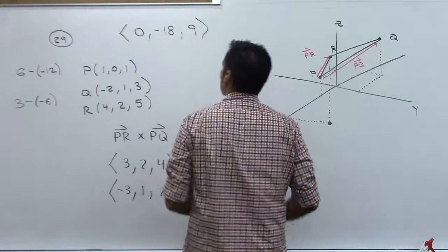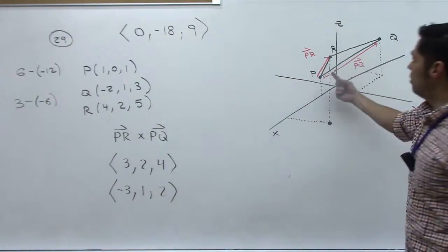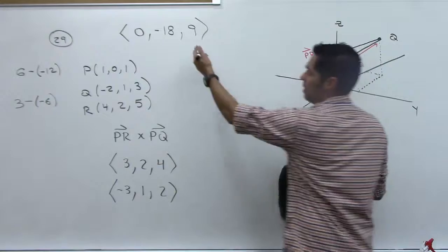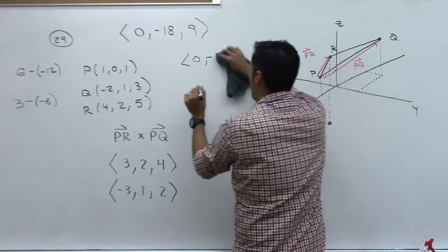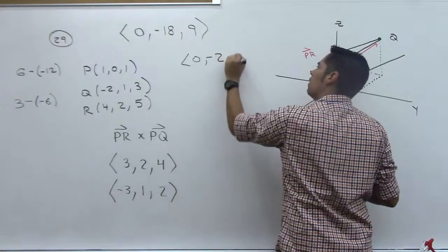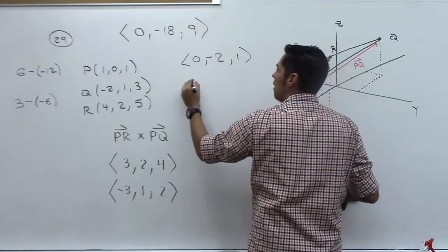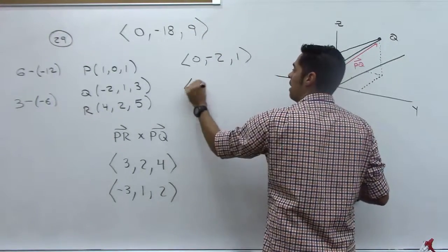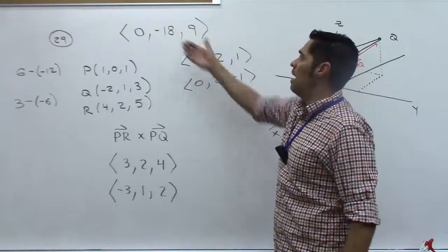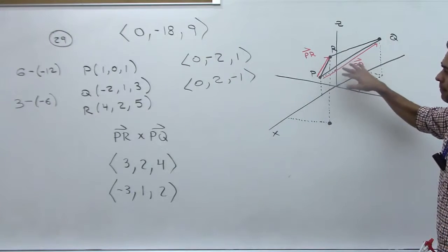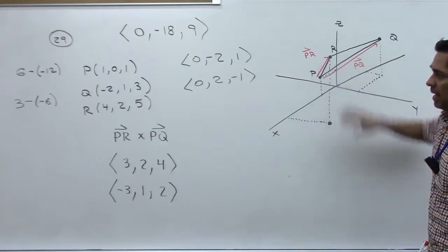So this vector is orthogonal to that plane. In fact, any multiple of this. So you could divide it by 2, divide it by 9. That would work. You could multiply it by negative 1. That would work. So any scalar multiple of that vector would be perpendicular to that plane.